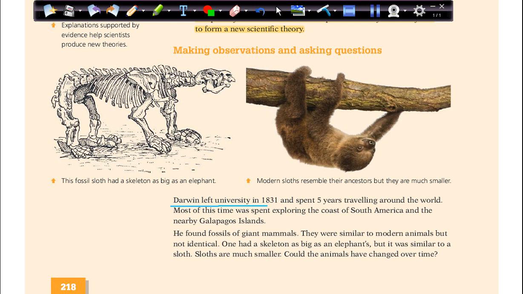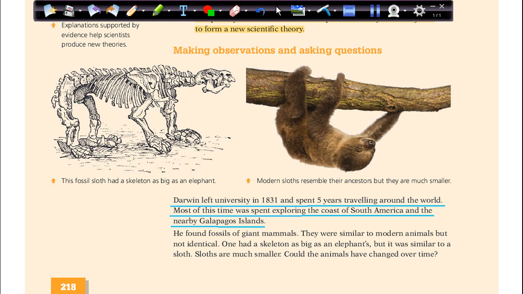Darwin left university in 1831 and spent 5 years traveling around the world. Most of this time was spent exploring the coast of South Africa and the nearby Galapagos Islands.